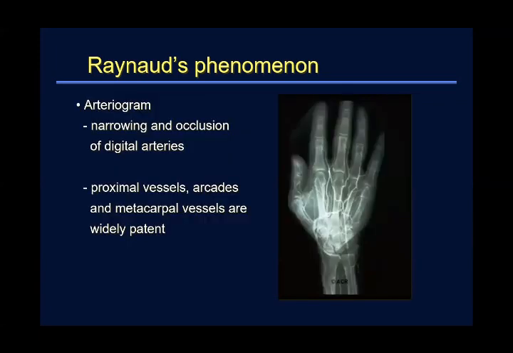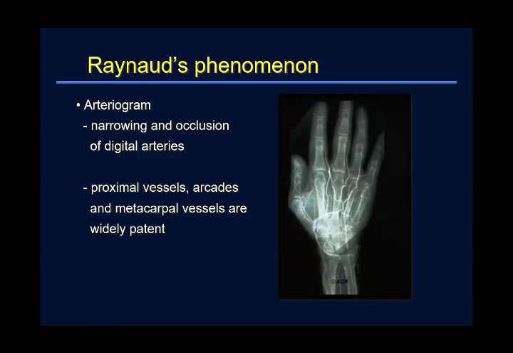So Raynaud's phenomenon, what happens if you do an angiogram of the hands, you will see there is a narrow enclosure of the digital arteries. You can see there are good small vessels here, but there is a loss of flow of the contrast in the digital part of the hands. So this is one of the vasculopathies leading to fibrosis, intimal overgrowth leading to ischemia of the hand.